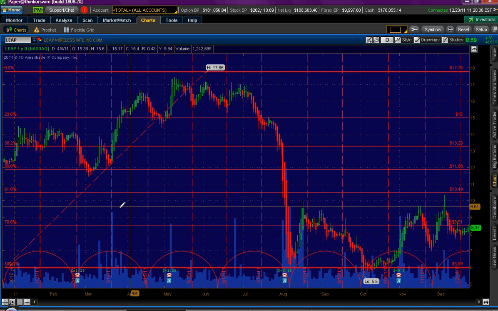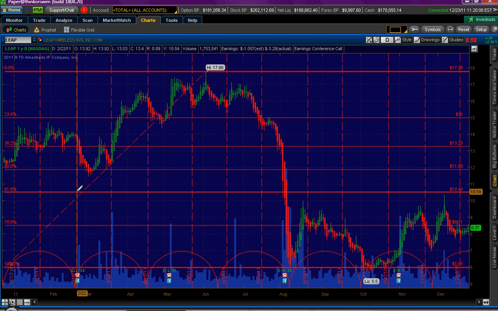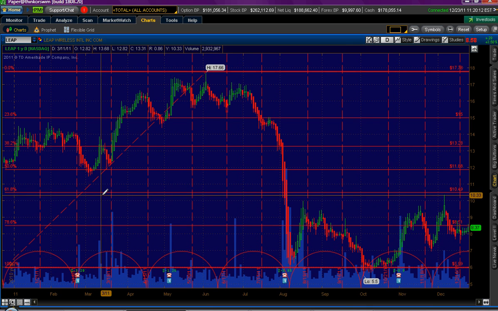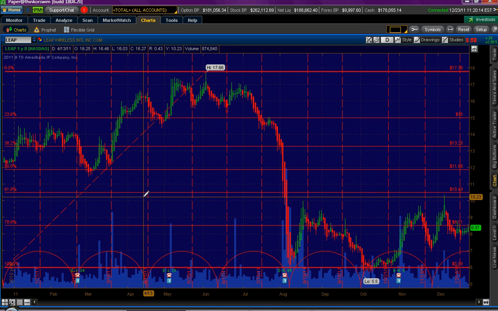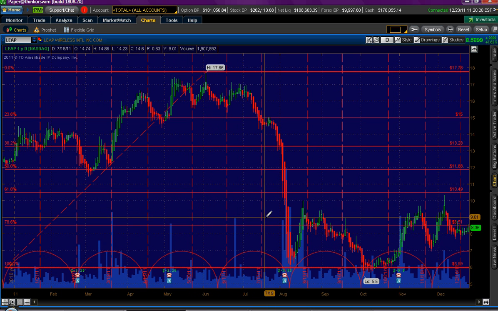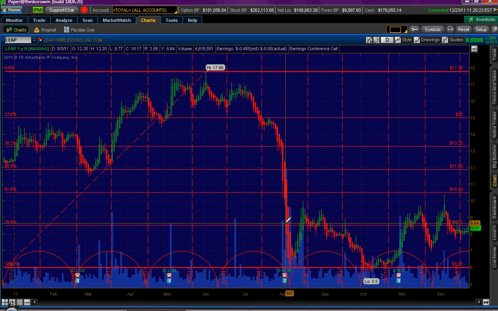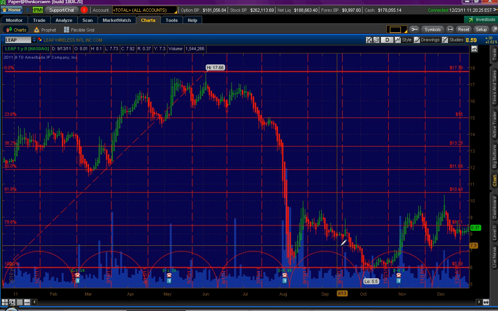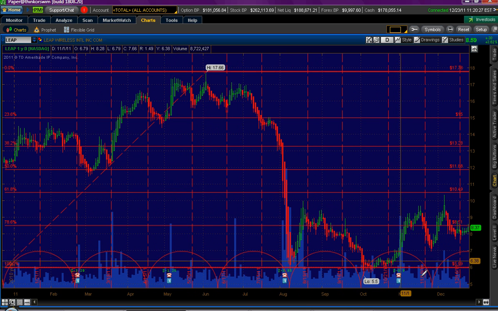Now, as you can see here, at the end of the cycle, you're supposed to have a red line every single time the cycle finishes. It's not always accurate, but it does again give you an understanding of how the market flows.